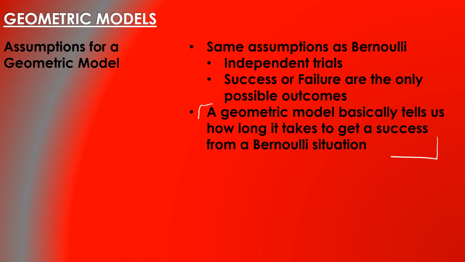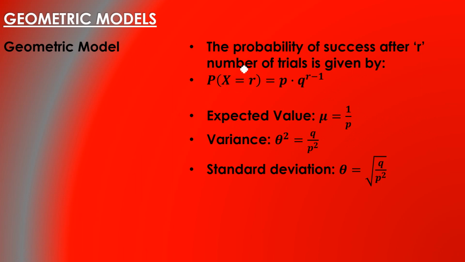So if we have this success or fail, like how many tries does it take until we get that first success? So a geometric model, now I have used the letter R here to represent the number of tries. That may or may not make sense, but whatever, the letter doesn't really matter. So this is our geometric model, it's going to give us the probability of a success after R number of tries.